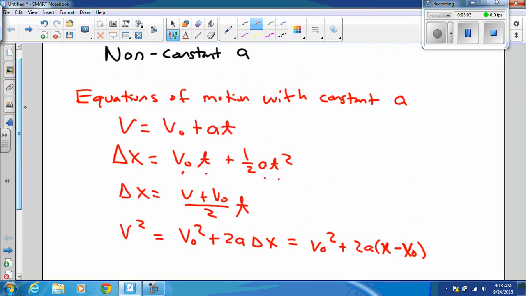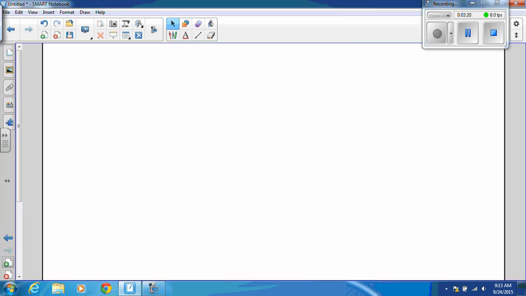But that raises an obvious question. What happens if I do not have constant acceleration? What does that even mean? How do I know if I'm working in a situation that is not a situation of constant acceleration? So let's take a look at some graphs to understand what that might mean.